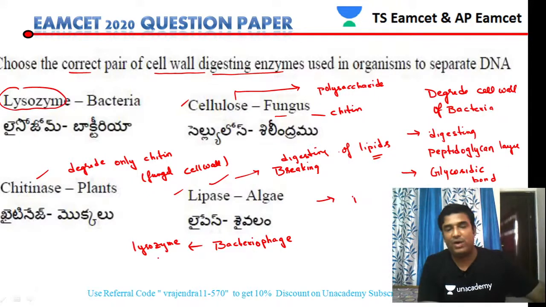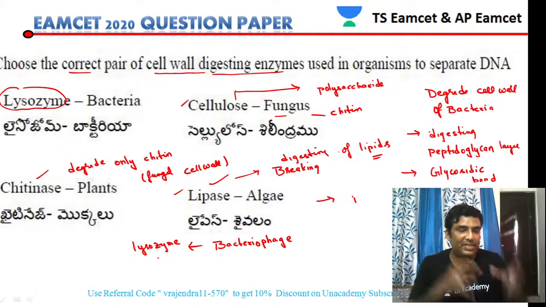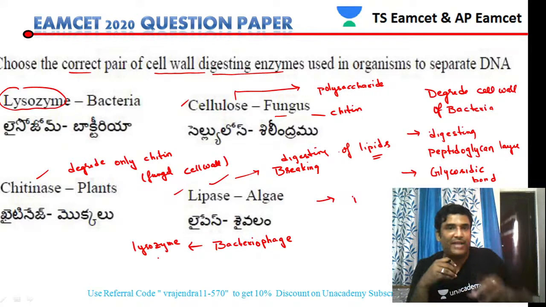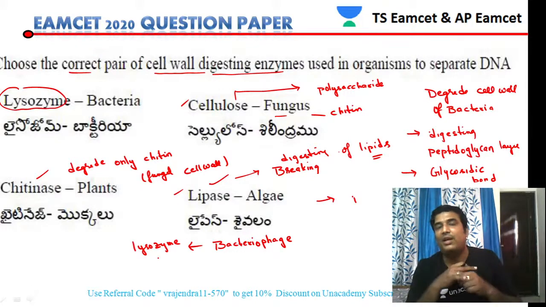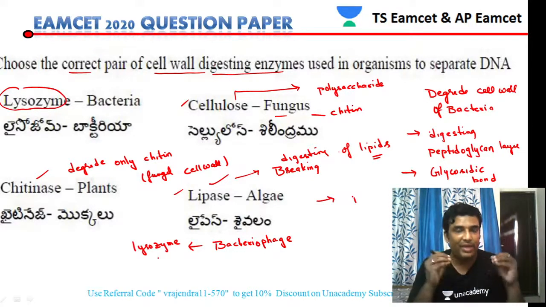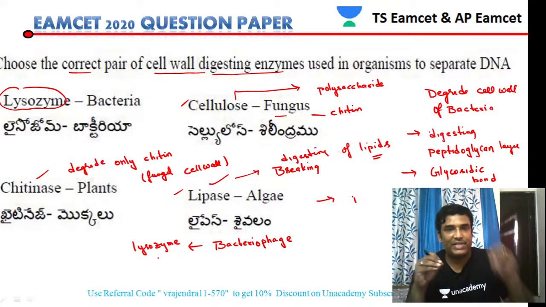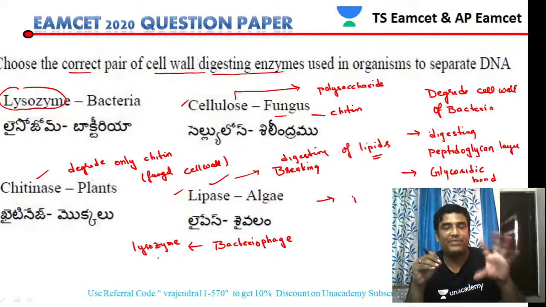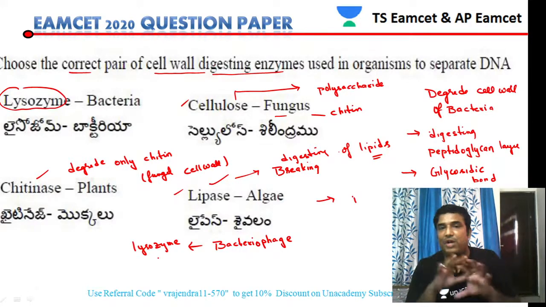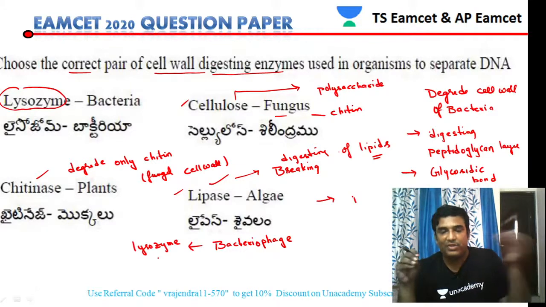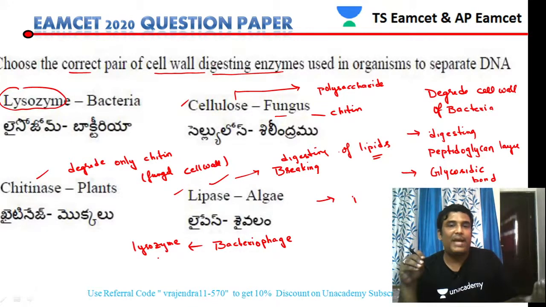Remember that, because what is a bacteriophage? It is a virus particle which infects bacteria. So if that virus particle wants to infect bacteria, it has to digest the cell wall of the bacteria. How will it digest the cell wall of bacteria? By releasing the enzyme lysozyme. So lysozyme is present in the bacteriophage. Very, very important point you have to remember: it is not part of the bacteria. It acts on bacteria. It is synthesized in the bacteriophage.